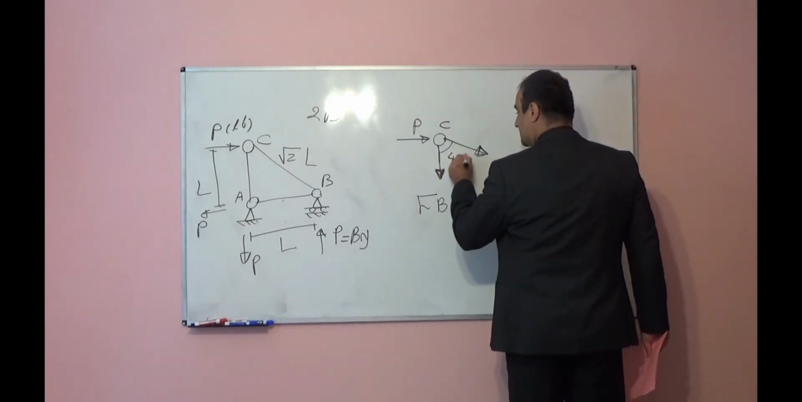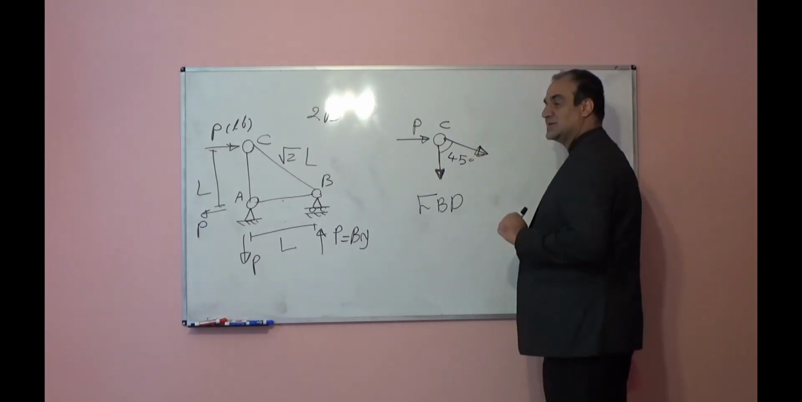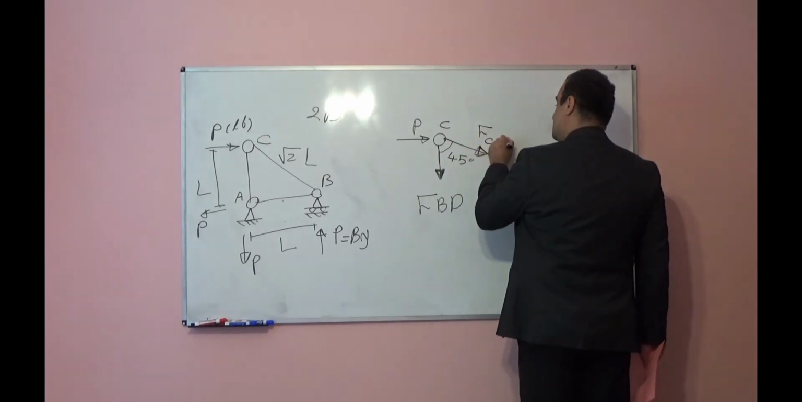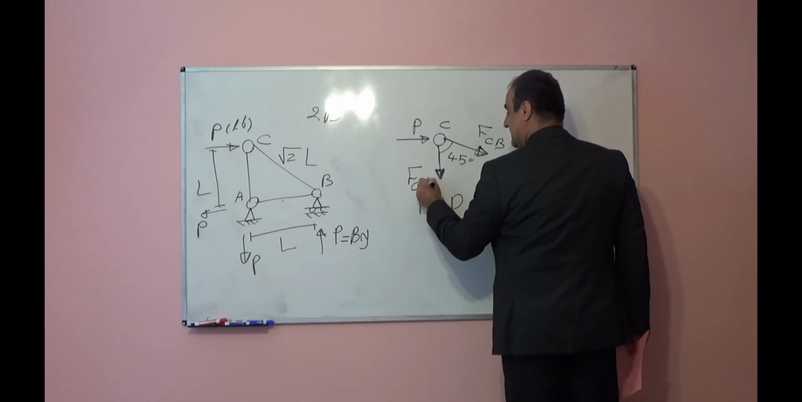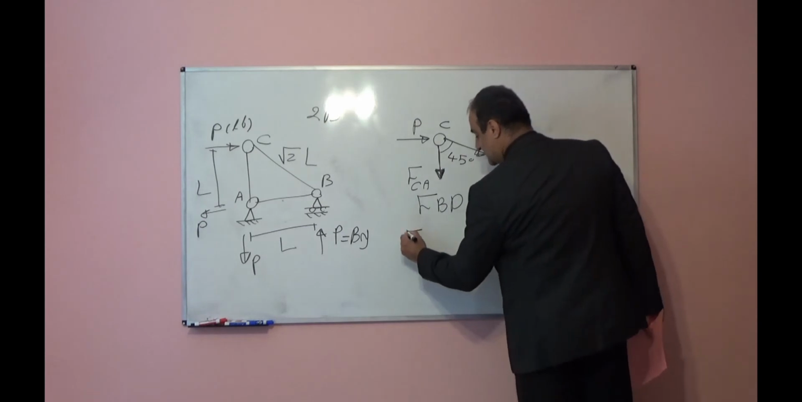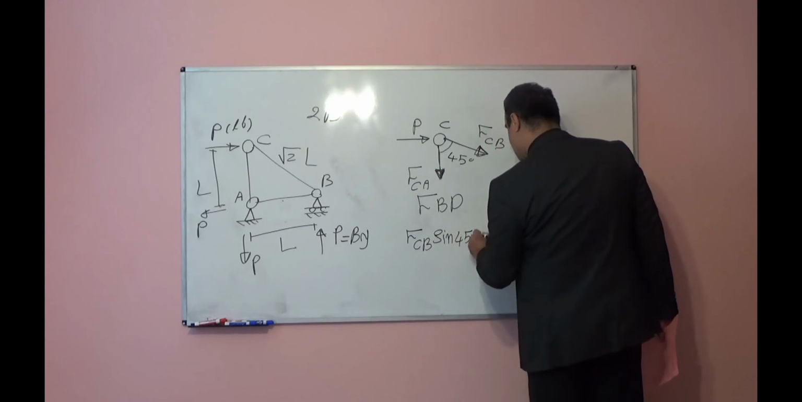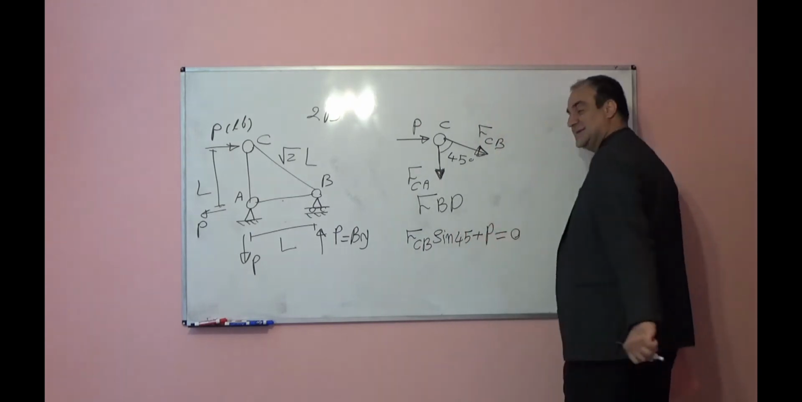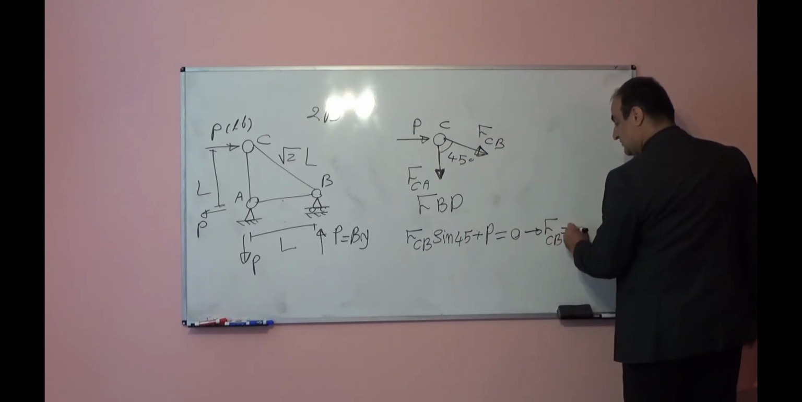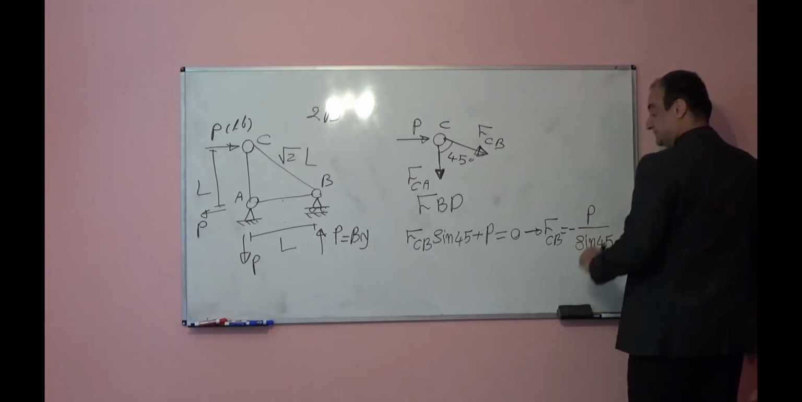This angle is 45 degrees. So I will write the summation of forces in the horizontal direction and vertical direction for this joint. This member force is FCB, this member force is FCA, both unknown. Summation of forces in the horizontal direction: FCB sine 45 plus P is equal to 0. From here you can find FCB is equal to negative P divided by sine 45.